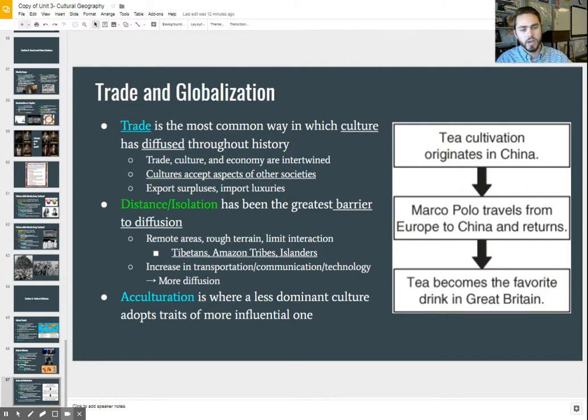And over time, people from Europe would eventually get hold of this drink, tea. You can see here Marco Polo was the first one to introduce and talk about it. However, it didn't really catch on until the age of exploration many years later. And eventually it would become a favorite drink in Great Britain. Tea eventually would move from its original cultural hearth through diffusion to Great Britain. And then we also know that Great Britain had a colony in the Americas, which would eventually become the United States of America, where tea also has become very popular, and still is to this day.